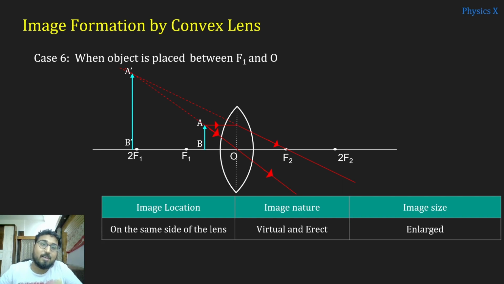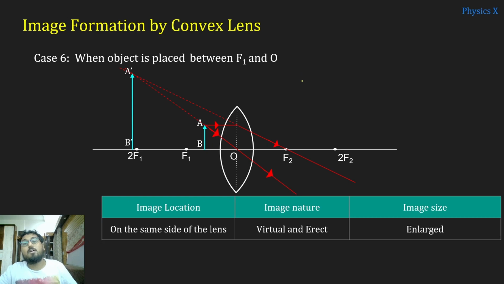This is also a similar case to your concave mirror. In the concave mirror, you saw in the last case, the sixth case, when the object was between F and P, that is, in this case we have the optical center, in the mirror that was the pole. So between F and P, if the object was present, in that case only we were having a virtual image. So this is the case in a convex lens also, that when the object is between f1 and o, in that case only we are observing a virtual, erect and enlarged image.